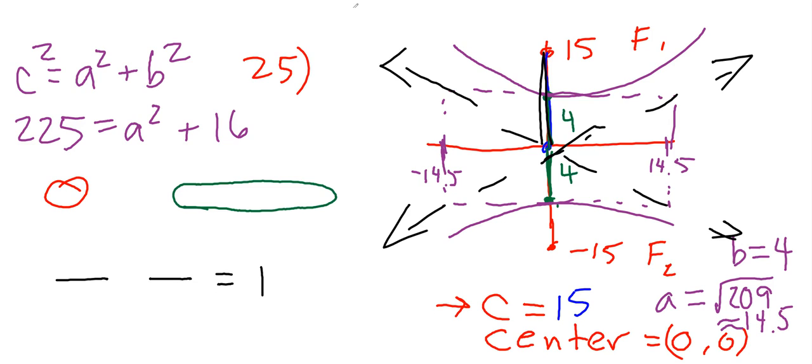What's my equation? If I do x squared and y squared, that would be correct, right, because the center's at 0, 0. Y squared over 16 minus x squared over 209 equals 1. Negative x, positive y. And that's question 25.